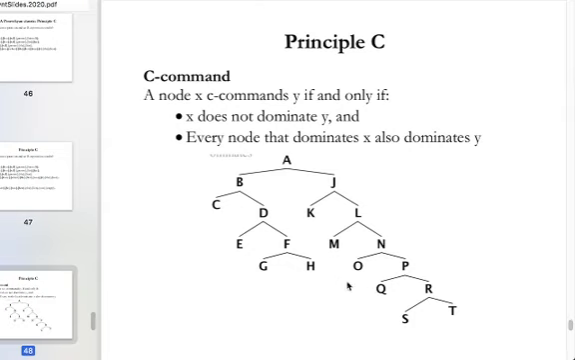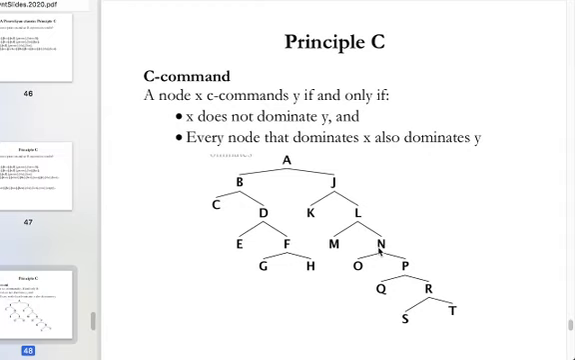And C-command is also asymmetric. So even though K C-commands N in this particular case, N does not C-command K. Why is that? Well, N doesn't dominate K, so the first part is good, right? You can't trace a line down the tree to get from N to K. But check this out. Every node that dominates N should also dominate K.